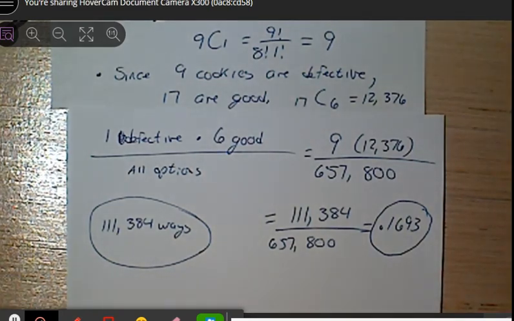And every quality control type problem where you're doing something along those lines is basically going to be that, where you have 2 different events that you're looking for. You've got parts that are good and parts that are bad, or defective and non-defective, or however they want to say that. So it's just taking out the different pieces of what you have to do.